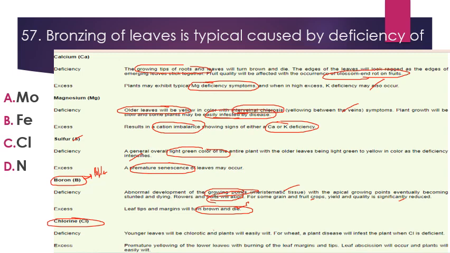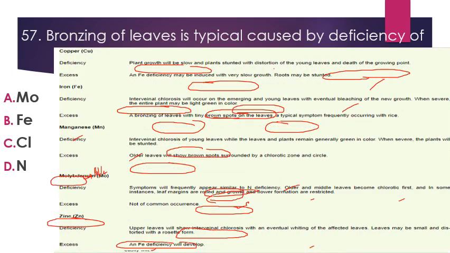Next comes chlorine. Its deficiency can be seen in younger leaves, having chlorotic patches on the leaves, and the plant will easily wilt. For wheat, a plant disease will infest the plant when chlorine is deficient. Its excess causes premature yellowing of lower leaves and burning of the leaf margins and tips. Leaf abscission will occur, and the plant will easily wilt when it is present in excess amount in the soil.